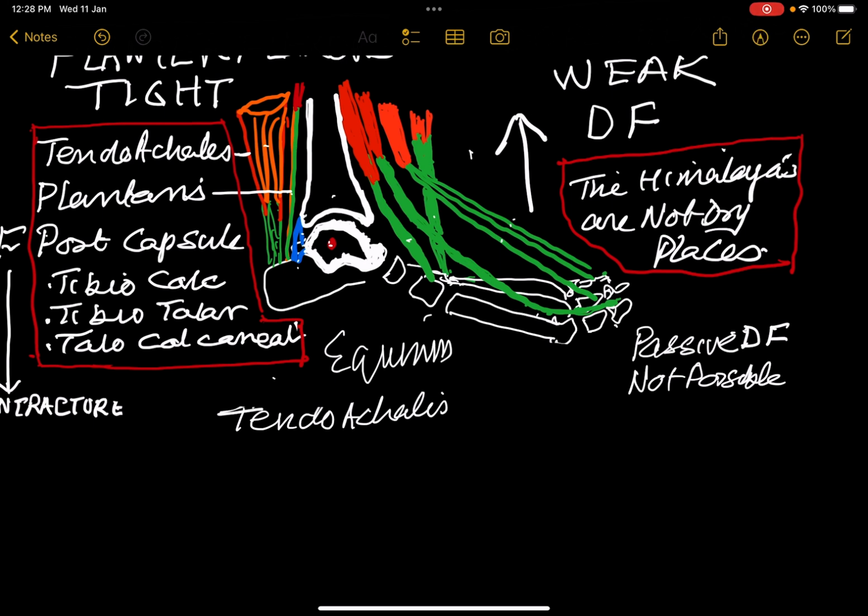And this, of course, is called foot drop. Absence of active dorsiflexion is foot drop, and absence of passive dorsiflexion is called equinus. In equinus, the foot will remain plantar flexed even on weight bearing, and in foot drop, the foot will fail to dorsiflex only in the swing phase.